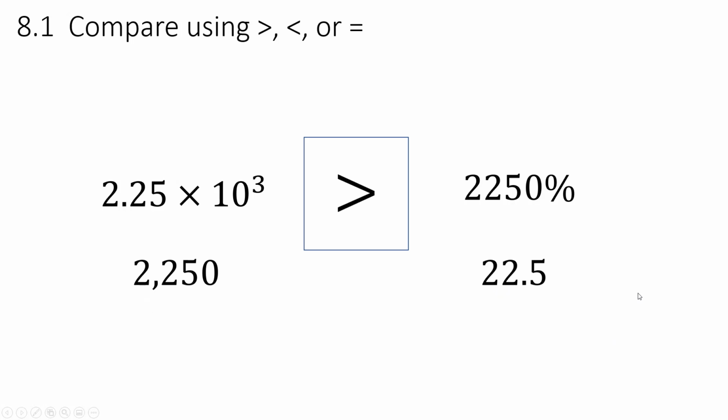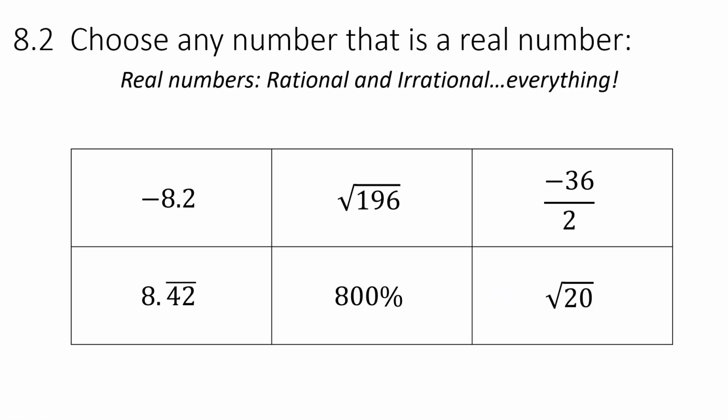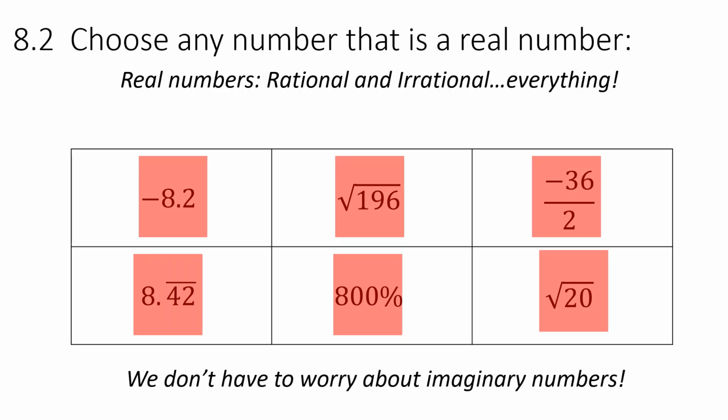All right, moving on. Which number is real? A real number is rational or irrational. It's everything. So all of these are real numbers. You don't have to worry about imaginary numbers. You'll get into that down the road.